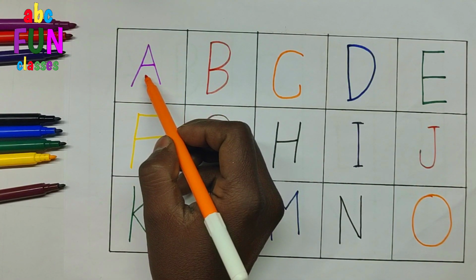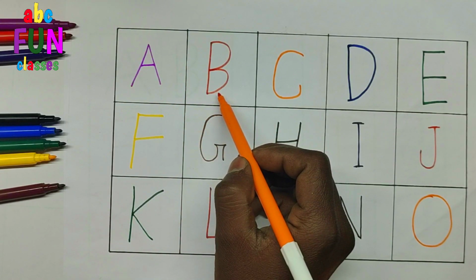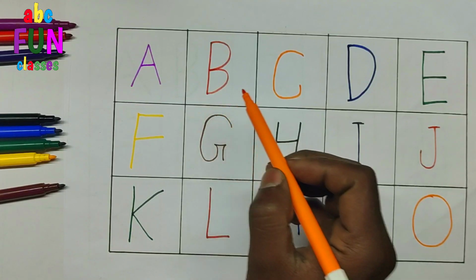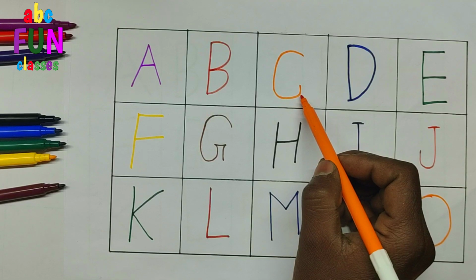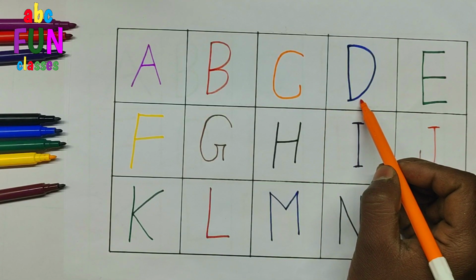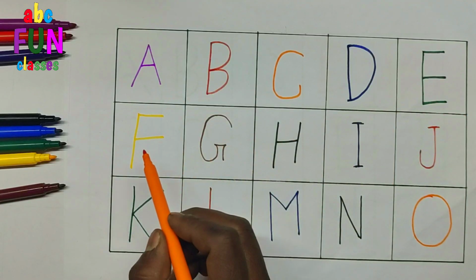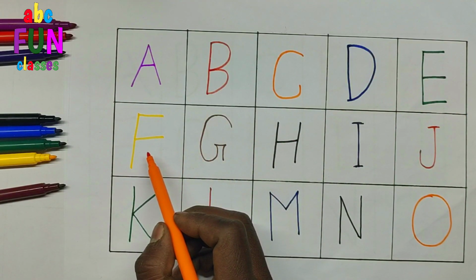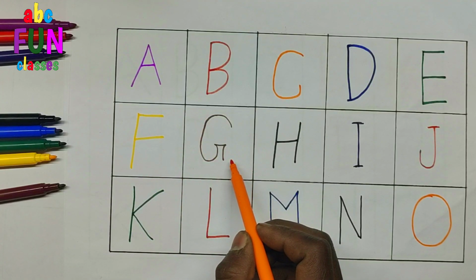A for apple, B for ball, C for cat, D for dog, E for egg, F for fan, G for goat.